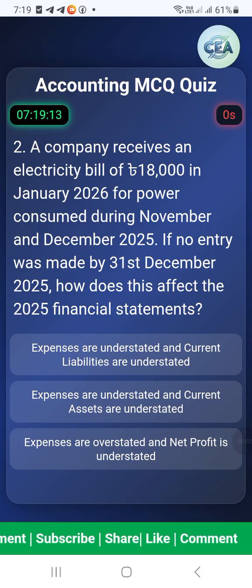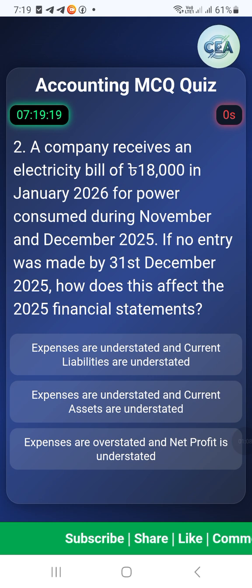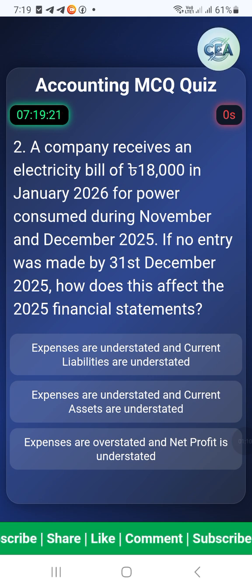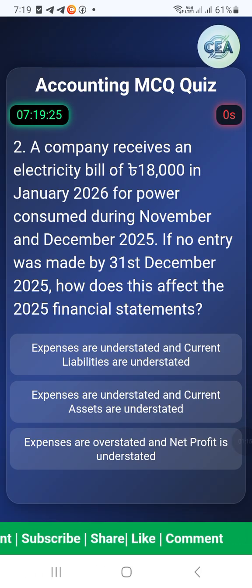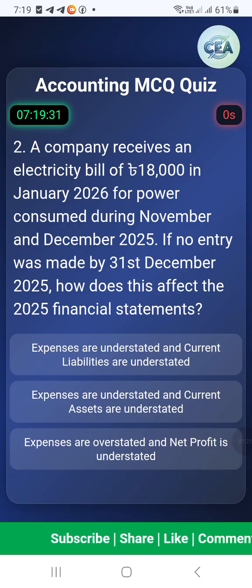2. A company receives an electricity bill of 18,000 takas in January 2026 for power consumed during November and December 2025. If no entry was made by the 31st of December 2025, how does this affect the 2025 financial statements?